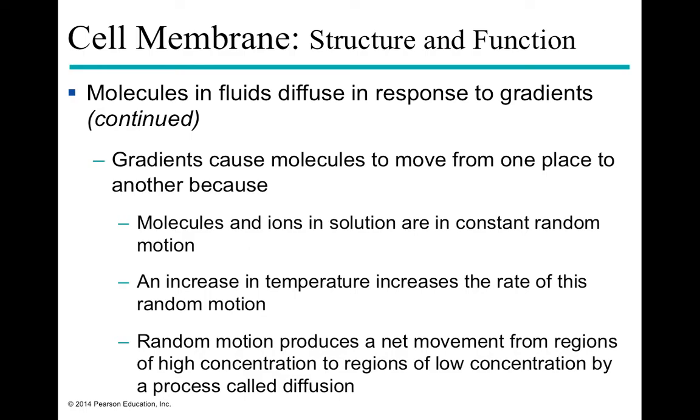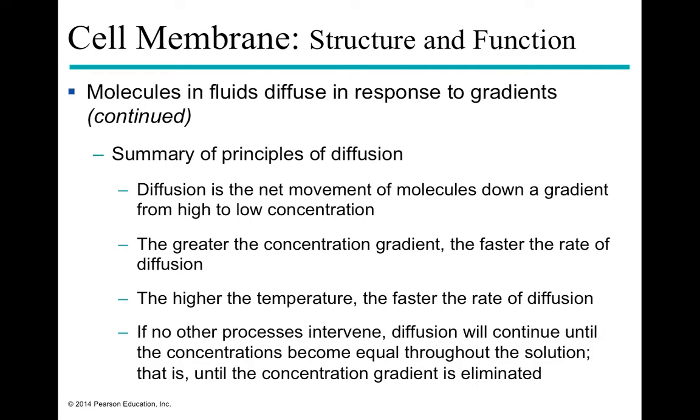And that in and of itself, that random motion, is going to produce equilibrium eventually, right? Things go from a high concentration to a low concentration until they eventually get to the point where they have equilibrium, which is when we have the same amount of whatever the substance is throughout the entire volume. So the summary of diffusion is that diffusion is the net movement of whatever our molecule is from a high concentration to a low concentration.